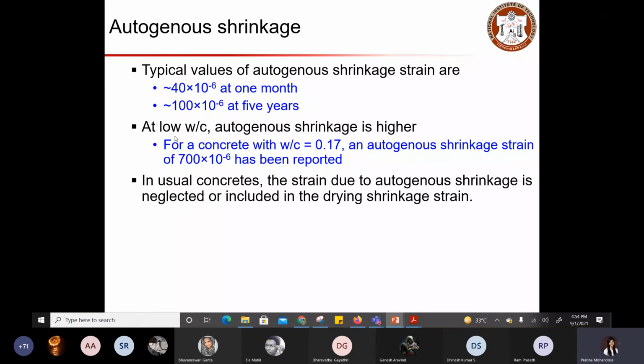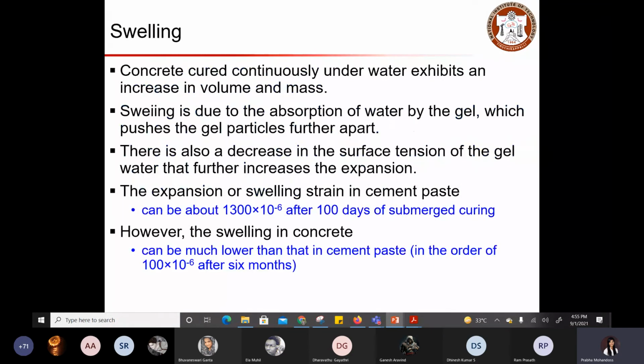So this is severe when you have low water cement ratio, where you expect higher autogeneous shrinkage. In this case, you can see when you have 0.17 water cement ratio, that would result in about 700 microstrain. So in normal concrete, the effect of this will be neglected. But if you go for high strength concrete, then you need to consider this autogeneous shrinkage and account for this issue. So swelling is the other thing.